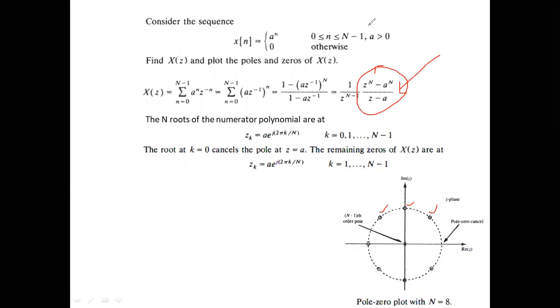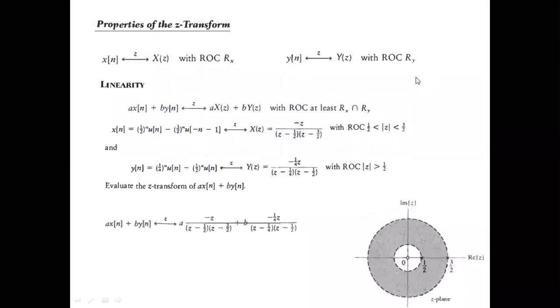So that was that. I think now we have seen enough number of problems. So in the next class, we will start solving problems on the properties of the z transform. What sort of properties does the z transform satisfy?